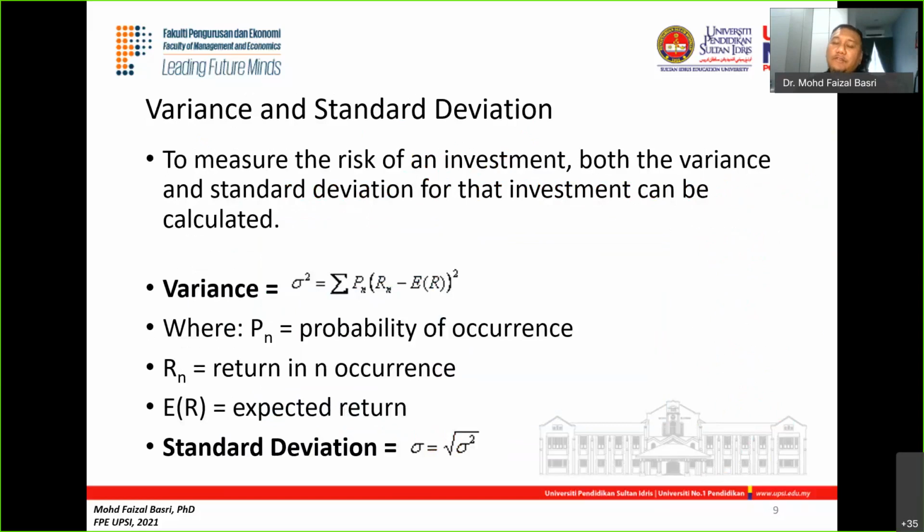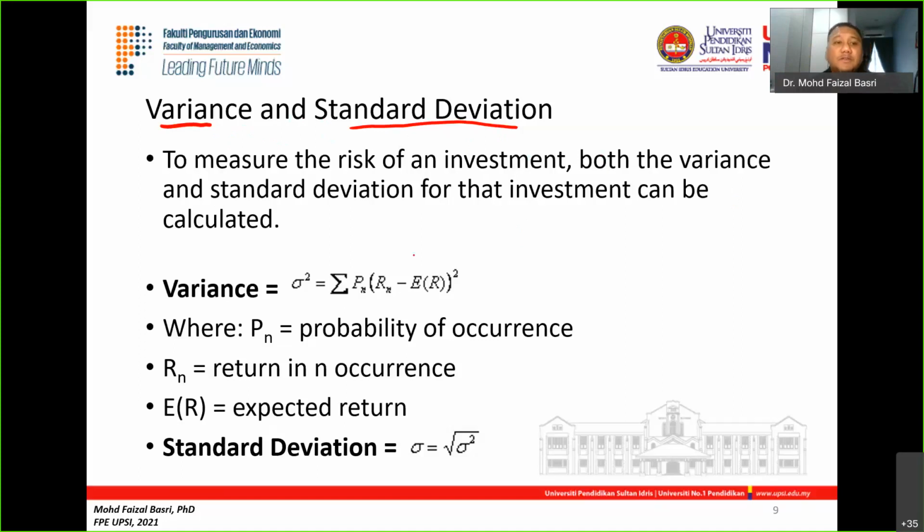For the measurement of risk, we're going to use variance and also standard deviation. Again, this is based on an individual investment, a single investment. The higher the values for variance and standard deviation, the higher the risk. Therefore, if we want to manage our risk, we want a very minimal variance or standard deviation.